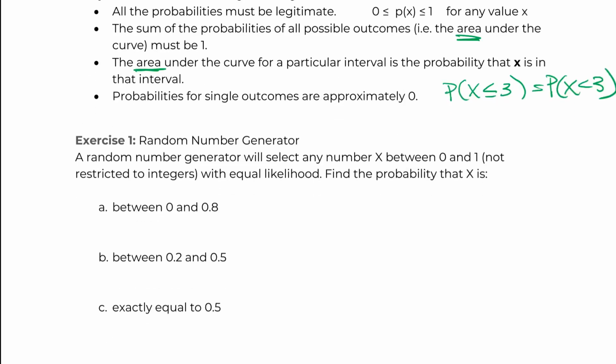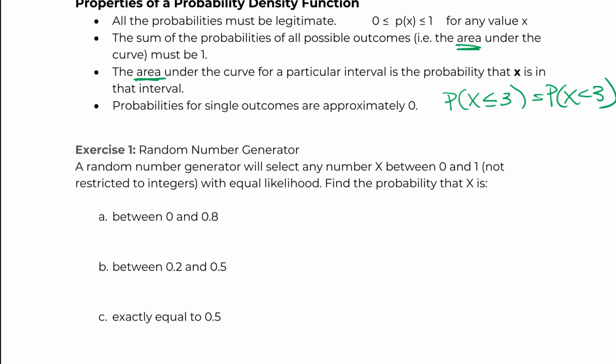So let's see what this looks like on some questions. Our first question here says, a random number generator will select any number between 0 and 1, not restricted to integers, so that means that any value on that range, which is our definition of continuous, with equal likelihood. Find the probability that x is, and then we've got some of these things that we want to find.